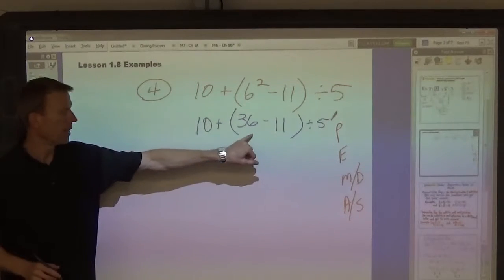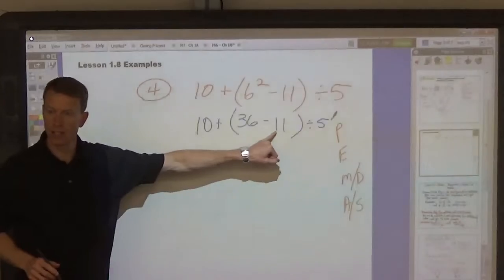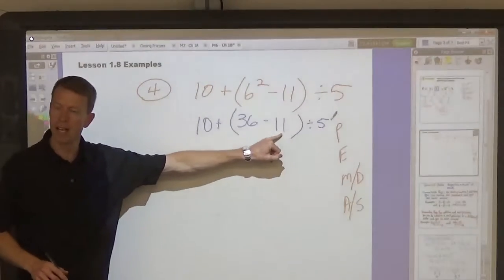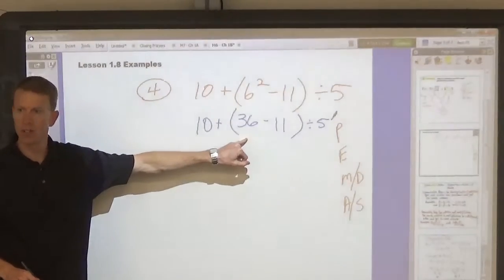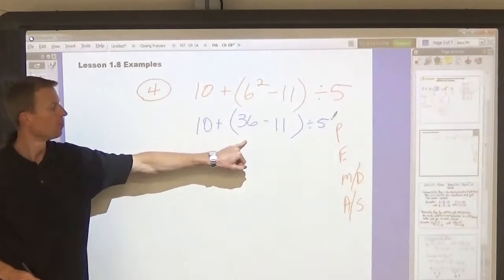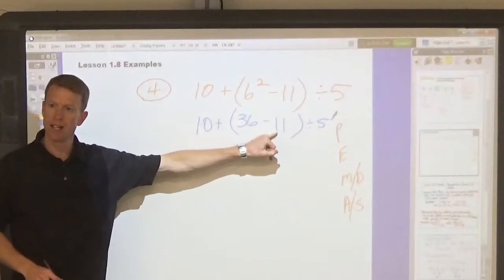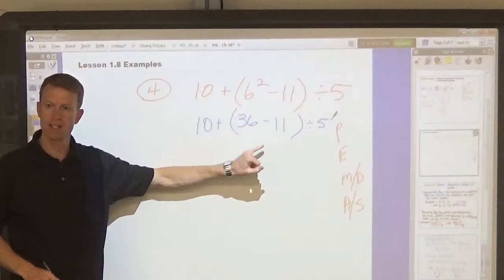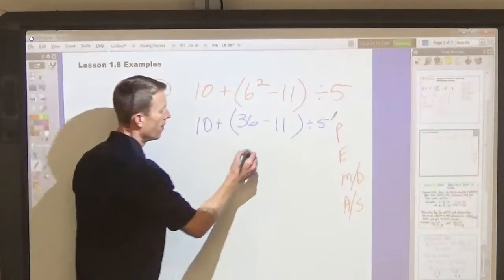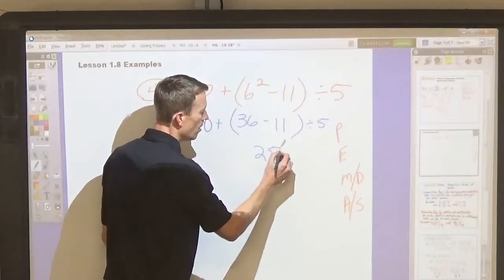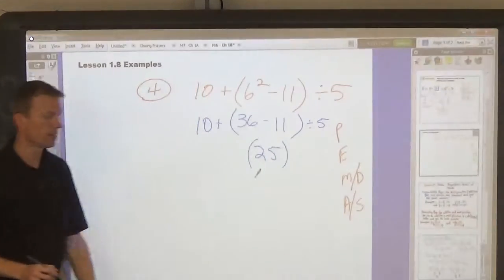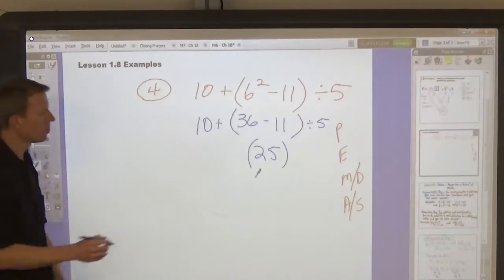Finish inside the parentheses. We're still working inside the parentheses. Do we have one number yet? Do we have an answer? Nope, so we have to finish this. And do 36 minus 11. What's 36 minus 11? 25. 25. Now, we found the answer inside parentheses.